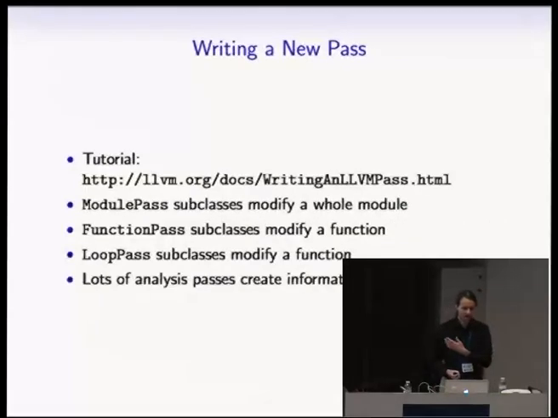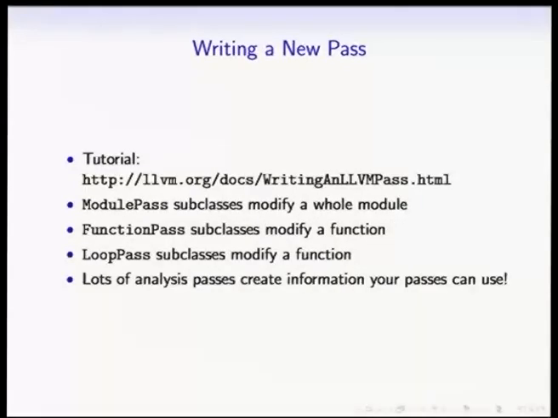There's a tutorial online for writing a new pass. It's pretty simple. Typically you'll subclass one of these three, either module, function or loop passes, depending on the scope of your optimization. Lots of the passes that exist now are analysis passes. They don't transform the IR, they just collect some information about it, like is this a loop? What else can we do?